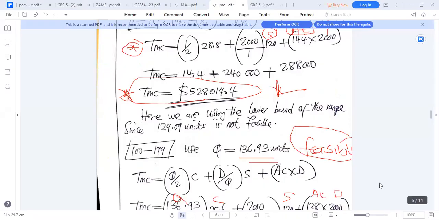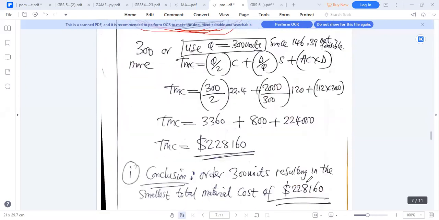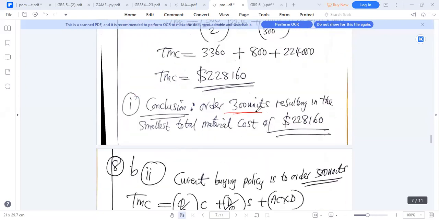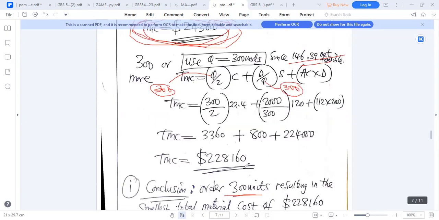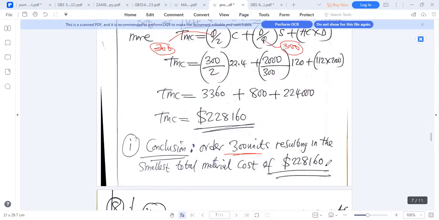So what we are simply saying here is that the firm should order how many units? 300 units, resulting in the total material cost of 228,160, because here our Q was 300, because the other was not feasible. So substituting where Q is 300 in each of these, we are finding the value. So here Q is also 300. So we're finding the value. So our total material cost is 228,160. So the conclusion: order 300 units, resulting in a total material cost of 228,160.